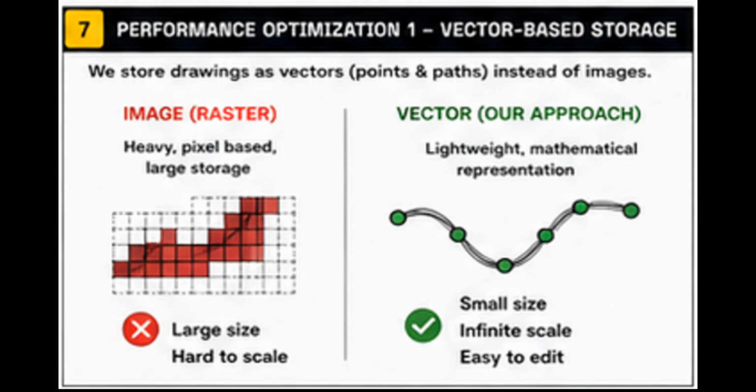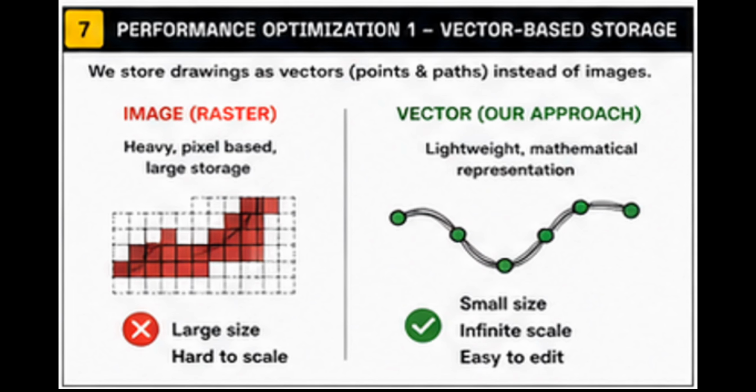Now, let us discuss the performance optimizations that make Slateboard efficient and scalable. The first optimization is the use of vector based data storage. Instead of storing data as images, we store them as mathematical representations of strokes, which consist of points and paths. This significantly reduces storage requirements and allows for smooth scaling and editing.